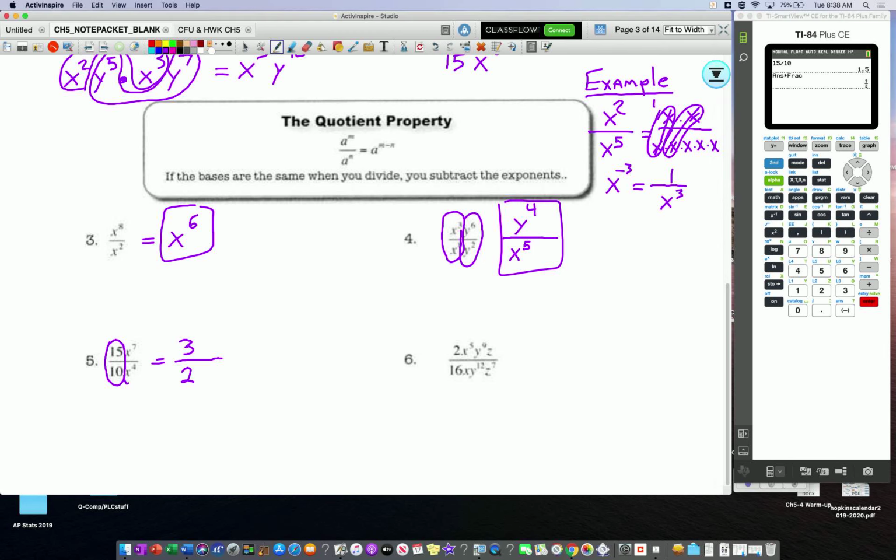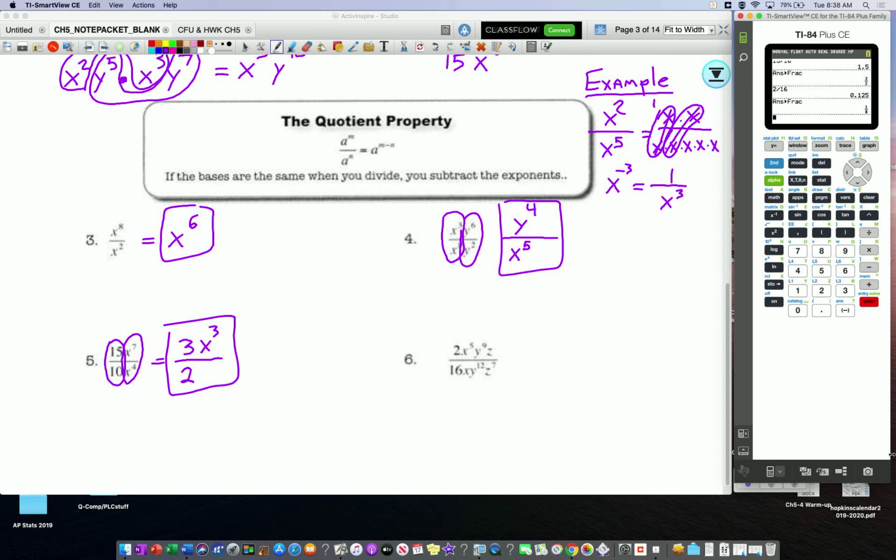Going to finish up with the x's. X to the 7th over x to the 4th. 7 minus 4 is 3. It's bigger in the top, so x to the 3rd. All right, do the same thing with this one. 2 divided by 16. As you can see, a decimal, math, fraction. I get 1 over 8. So 1 over 8.